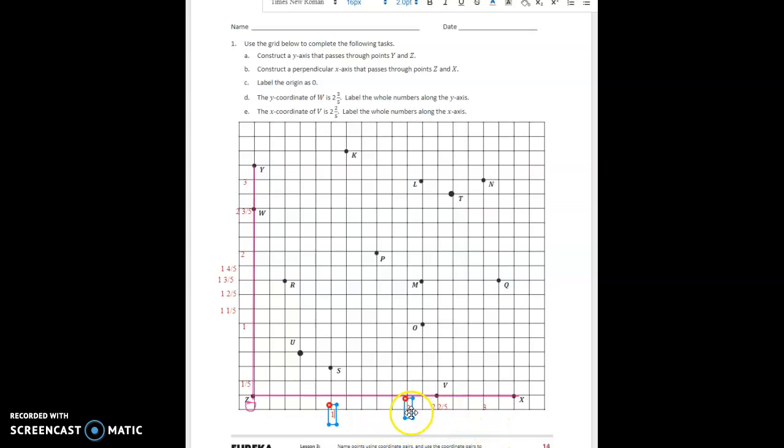Sorry, let's see. Hang on. Let me check that again. 2. And then 1 and 4/5, 1 and 3/5, 2/5, 1/5, 1. So then 2 and 1/5, 2 and 2/5, 2 and 3/5, 2 and 4/5. Okay. 1, 2, 3, 4. 1, 2, 3, 4. Okay, we're even.